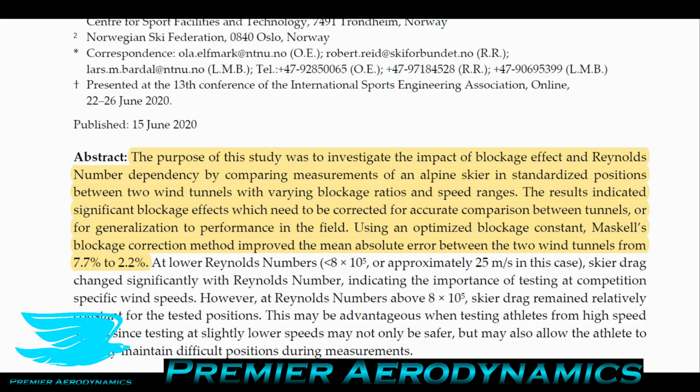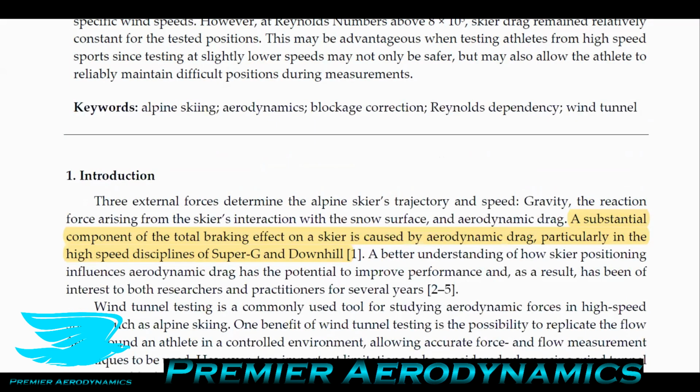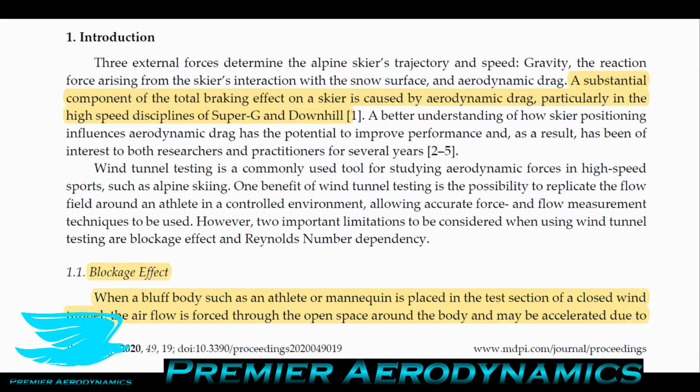And they found that by using that, they can reduce the error between the two wind tunnels from 7.7% to 2.2% on average. So what this means is they put this skier into these two different wind tunnels, and each one was giving a slightly different drag. And by using a correction factor, they were able to get these two values much closer together. And this value was fairly consistent among different velocities and different positions. Now, there are limitations to that, which we'll get into. But let's describe the situation first of all.